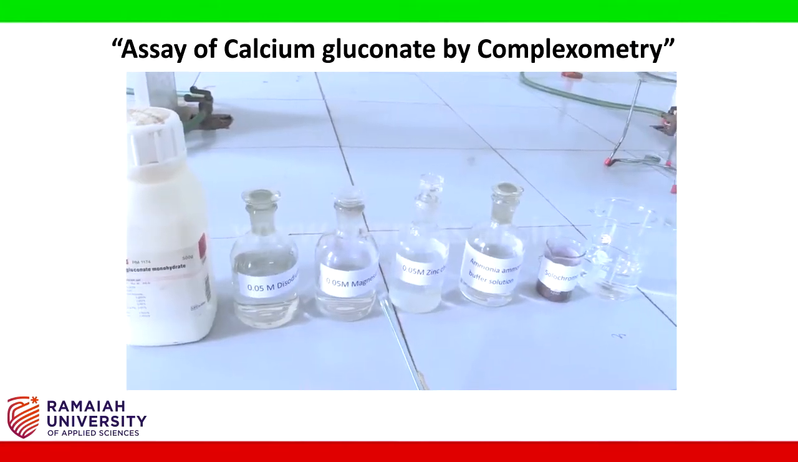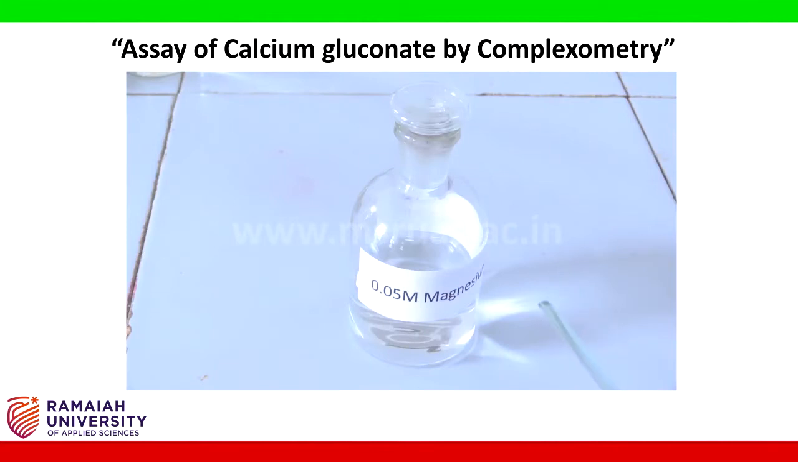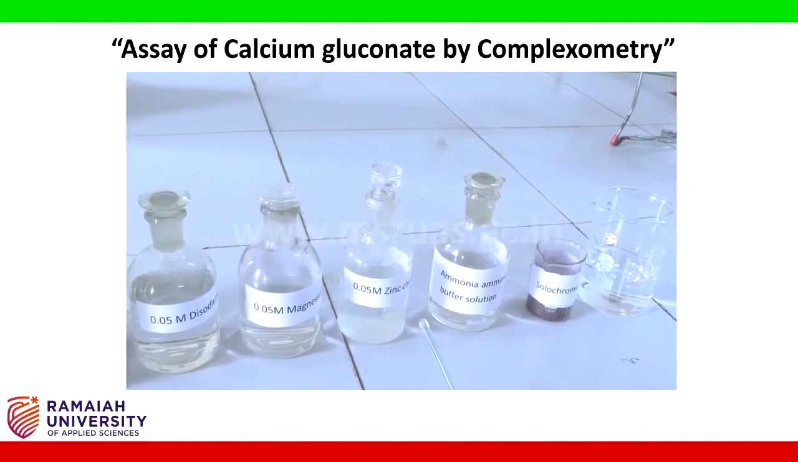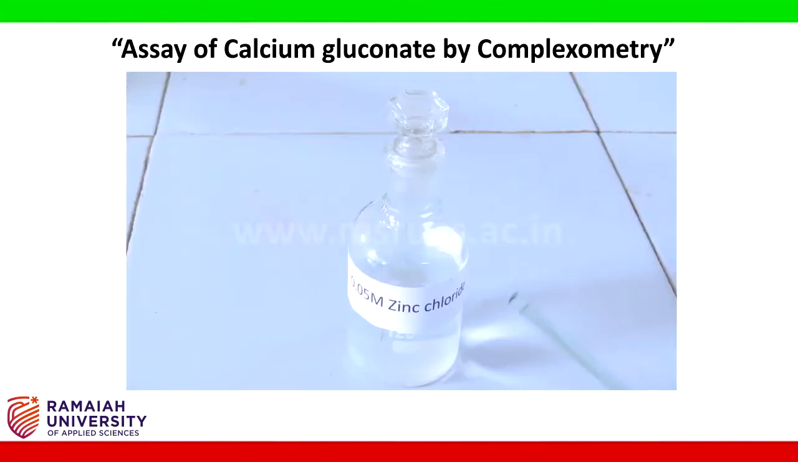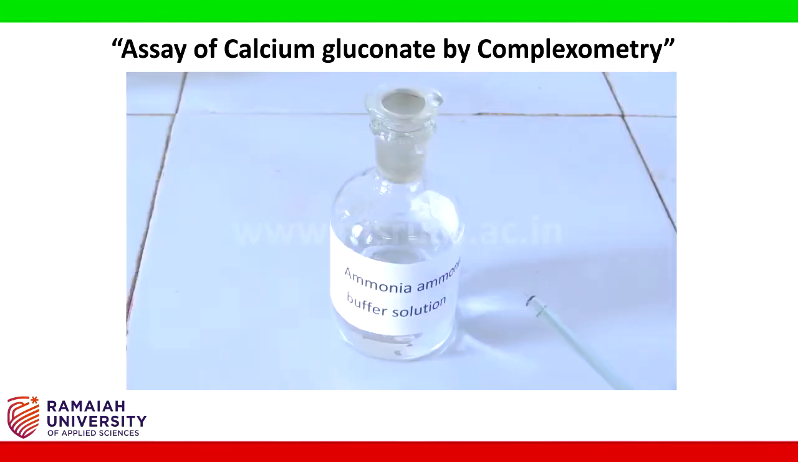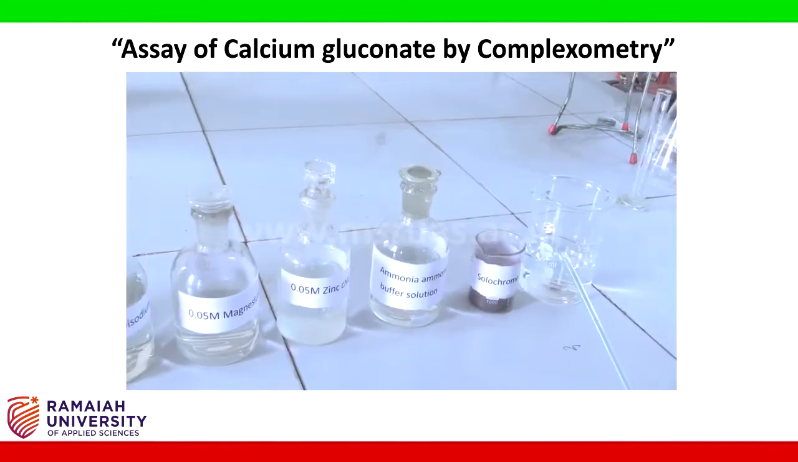0.05 molar magnesium sulfate, added to increase the sharpness of the endpoint in the assay of calcium gluconate. 0.05 molar zinc chloride solution, which is used for the standardization of 0.05 molar disodium edetate. Ammonia ammonium chloride buffer solution, which is used to maintain the pH 10.